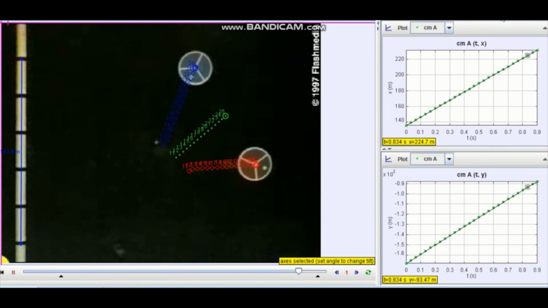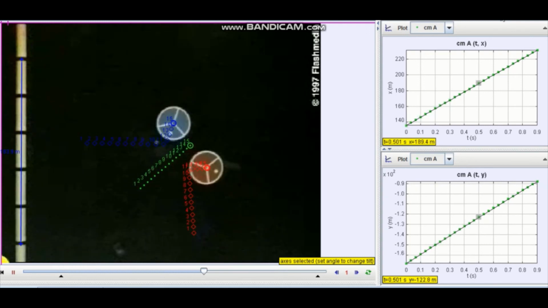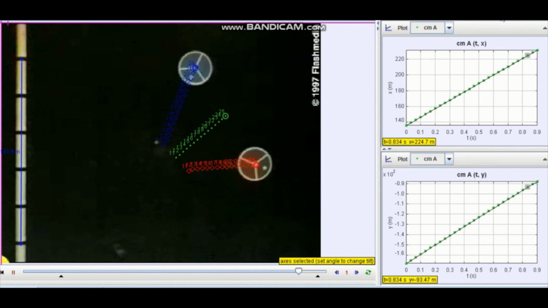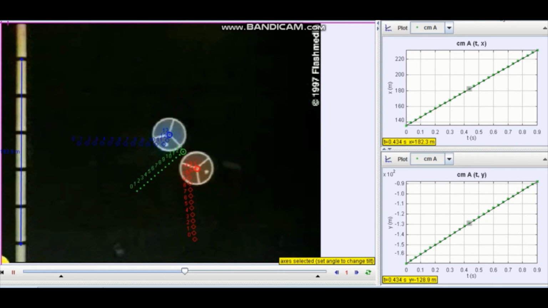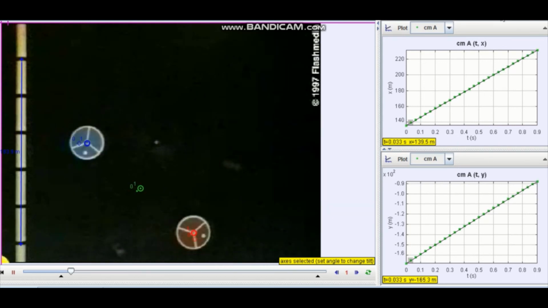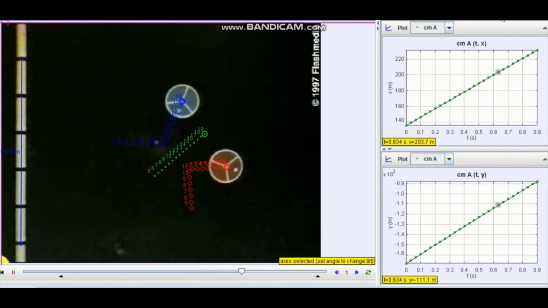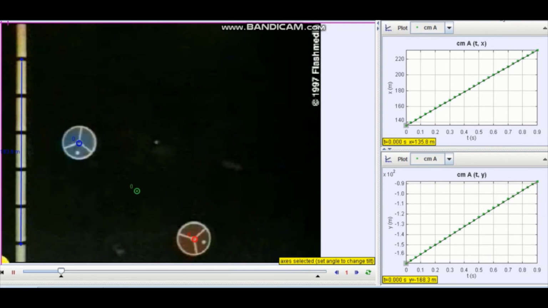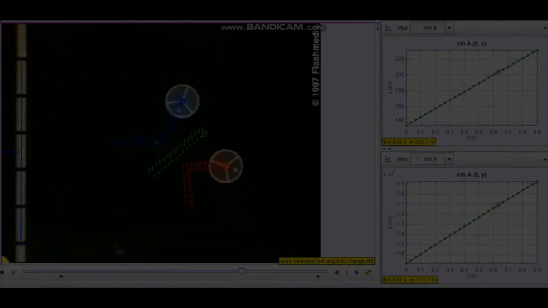You'll notice that the green dot continues in a consistent direction at a consistent speed, which means it has a constant velocity, because in all collisions and explosions the center of mass of the system travels at a constant velocity. And the graphs on the right hand side show both the x and y components of the velocity of the center of mass, and you can see that they are straight lines, which shows that the velocity is constant.